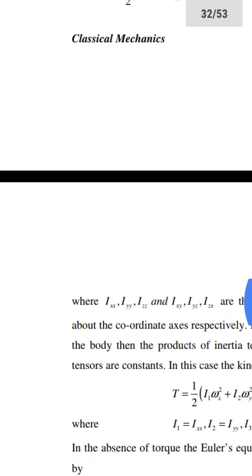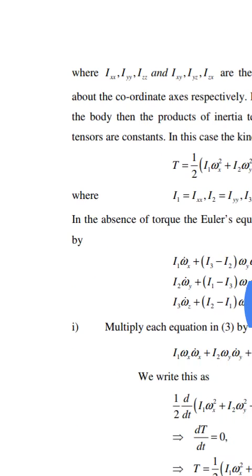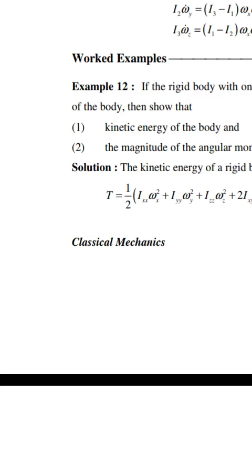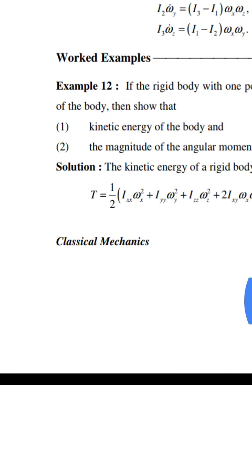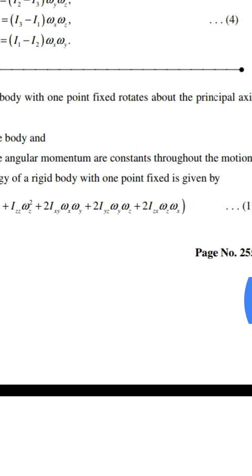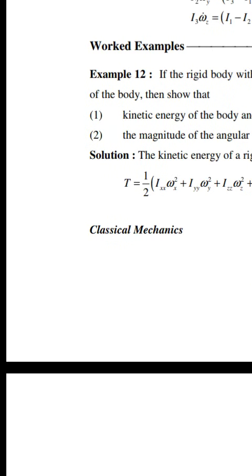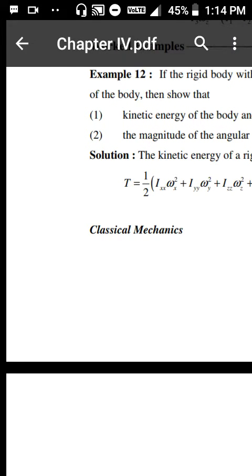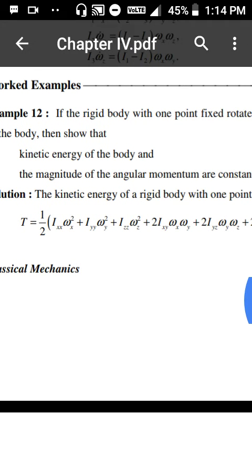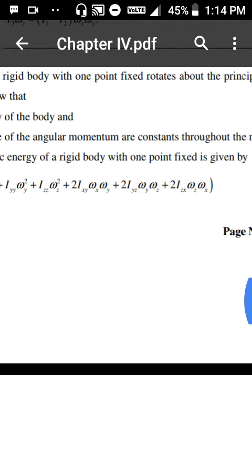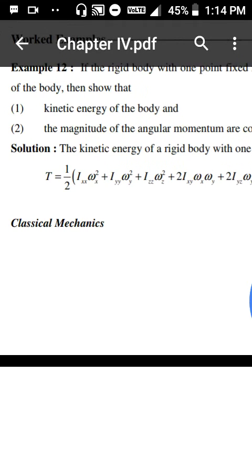And now see here examples on Euler's equations of motion. If the rigid body with one point fixed rotates about the principal axis of the body, then show that kinetic energy of the body and the magnitude of the angular momentum are constant throughout the motion.